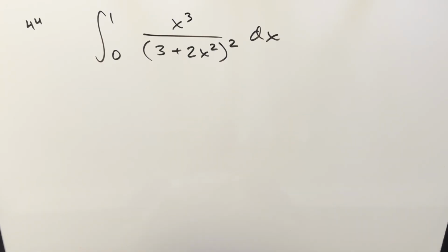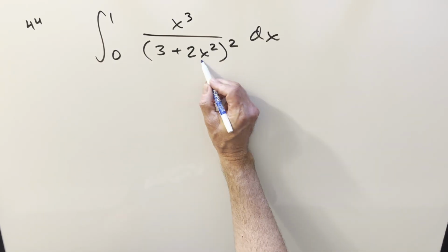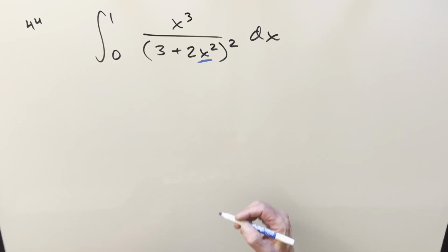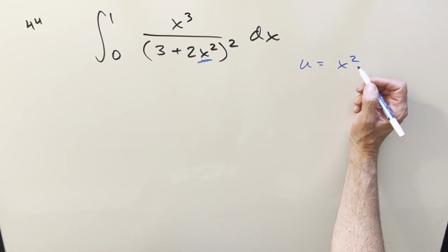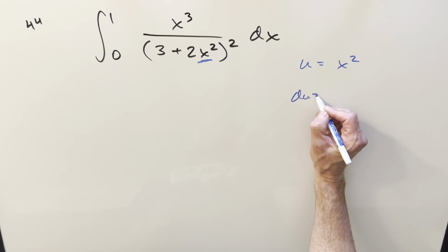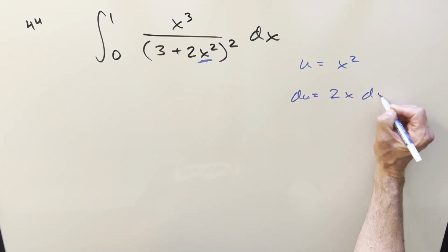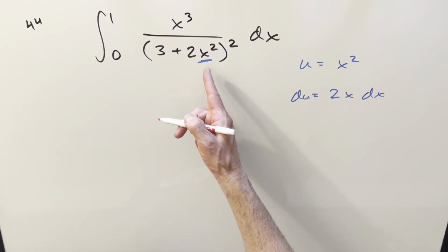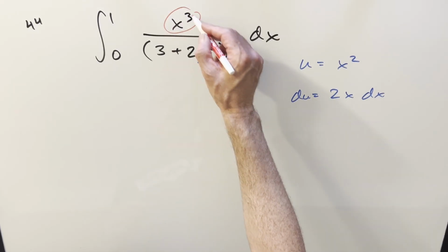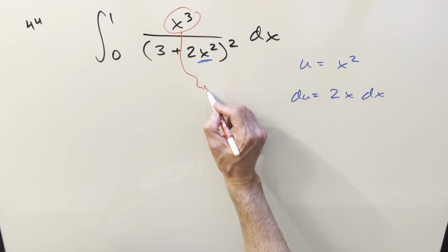So what I want to do to start is a u substitution on x squared, which I think will help a little bit. If we do u equal to x squared, we'll get our du value. So du is going to be 2x dx. That will simplify this, but what about x cubed?